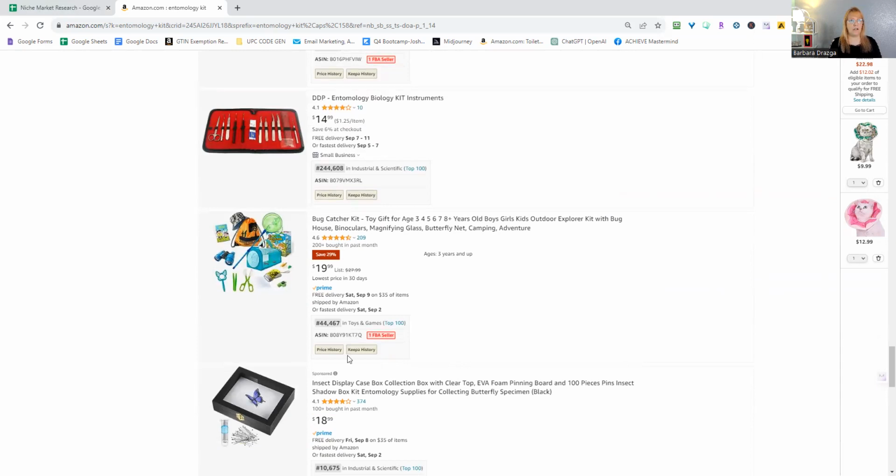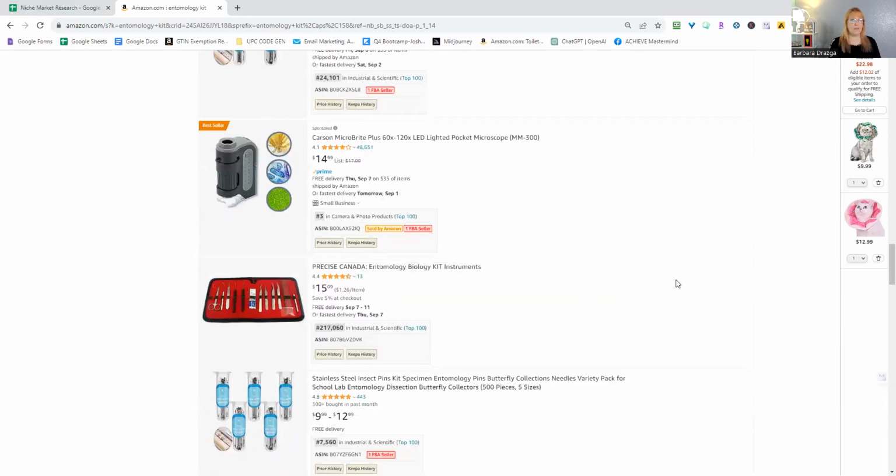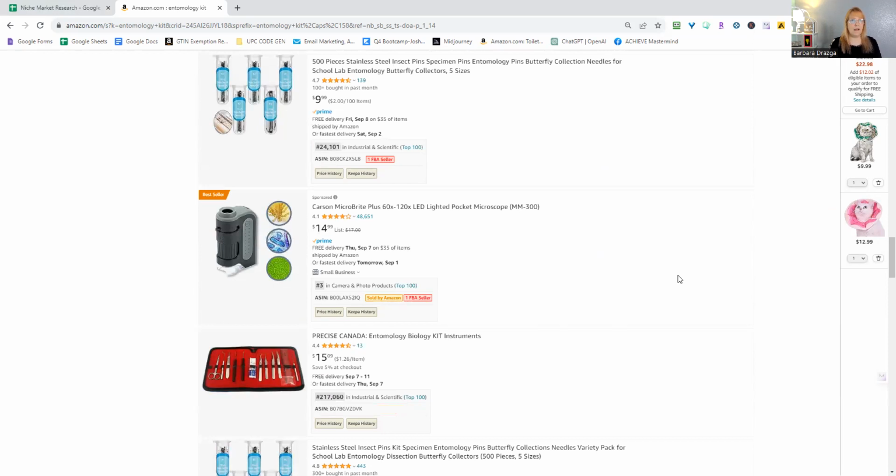Here we go. Bug catcher kit, 44,000, $20. I think we can do better than this. I don't see a microscope. And here's why I'm saying this. I really like this microscope. I liked it at $15. I liked that the rank is 3 in camera and photo. And building maybe not this specific microscope, but finding a supplier with a little pocket microscope and then bundling.